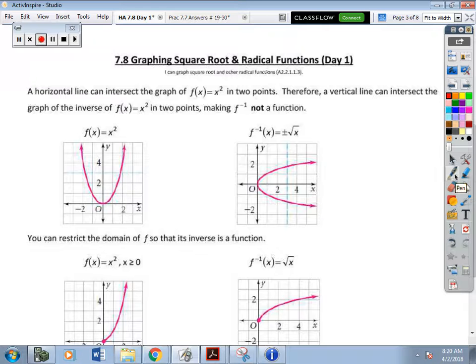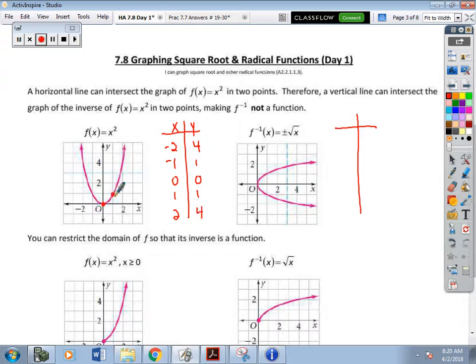Now, to graph this without a calculator, you would create a table of values for each of them. You pick the numbers you want to plug in to the equation. So I picked a couple negatives and a couple positives, and so we would get 4, 1, 0, 1, 4. You can see that those are already plotted on here. Remember, the inverse, all it does is it switches the x's and y's. So we'd have (4, -2), (1, -1), (0, 0), (1, 1), and (4, 2). So just switch around the x's and y's.